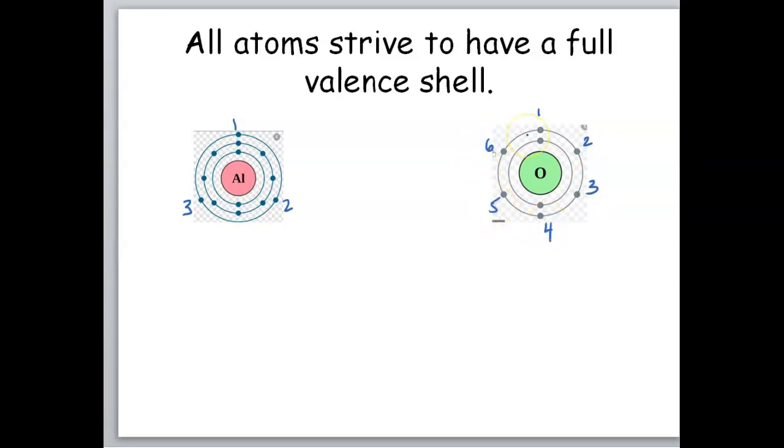Again, you ask yourself, has it reached that octet rule? Has it reached nirvana? And the answer is no, because remember, it wants to have 8 valence electrons, and it is missing 2. So here's a situation where we most likely are going to know that the oxygen needs to have 2 electrons and the aluminum wants to get rid of 3.